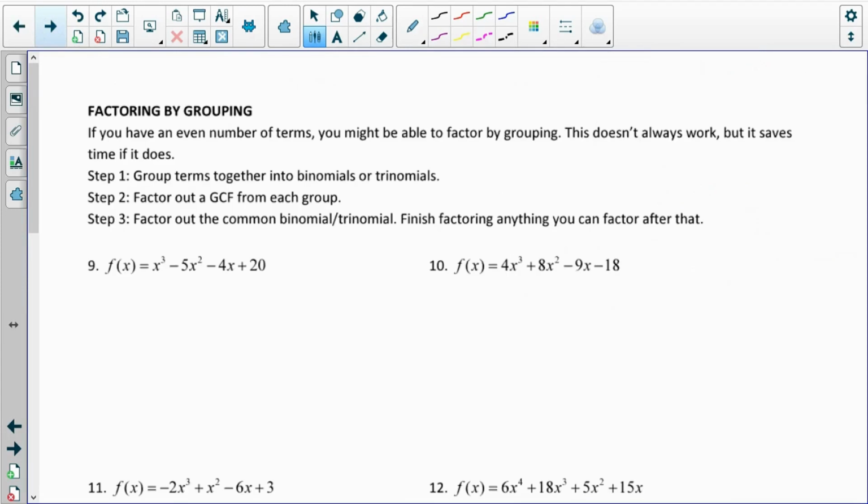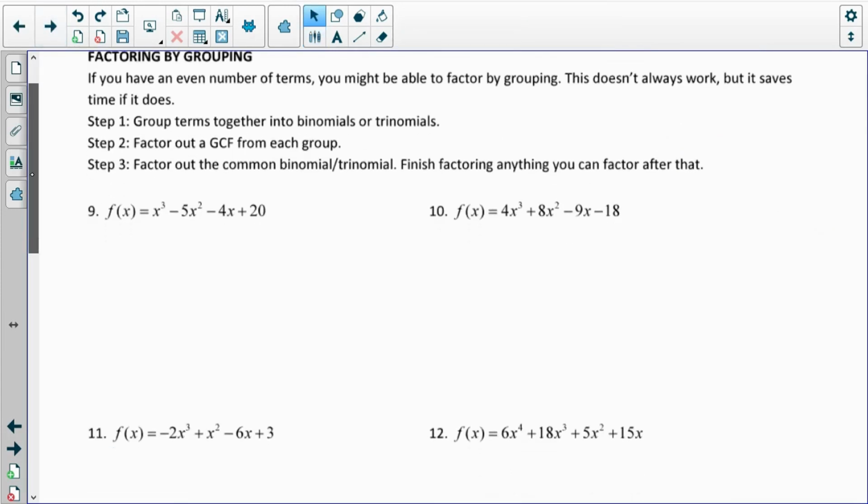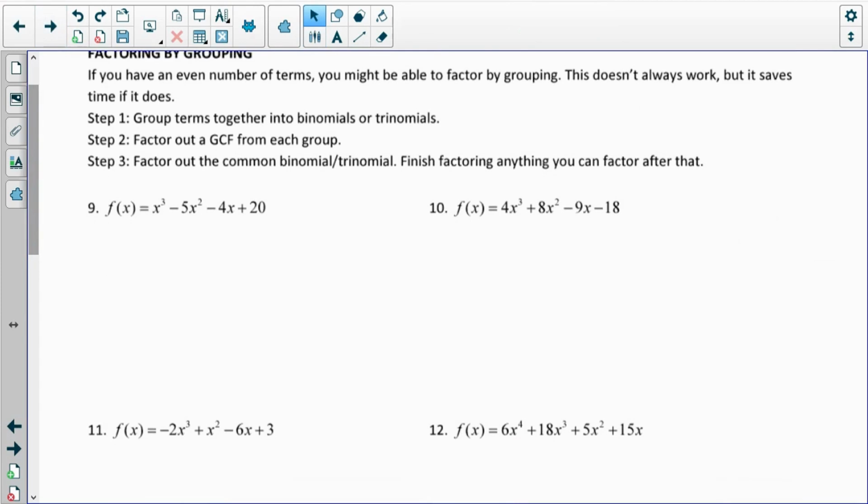Finally, factoring by grouping. If you have an even number of terms, you might be able to factor by grouping. It doesn't always work, but it's awesome if it does work. Step 1, group the terms into binomials or trinomials, so group them into groups of 2 or groups of 3. Step 2, factor out a GCF from each group. And then if the GCF that you factor out from each group leaves you with the same thing, then you can factor by grouping.